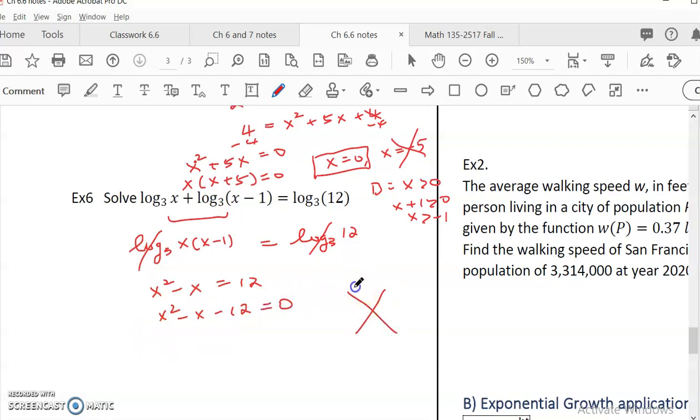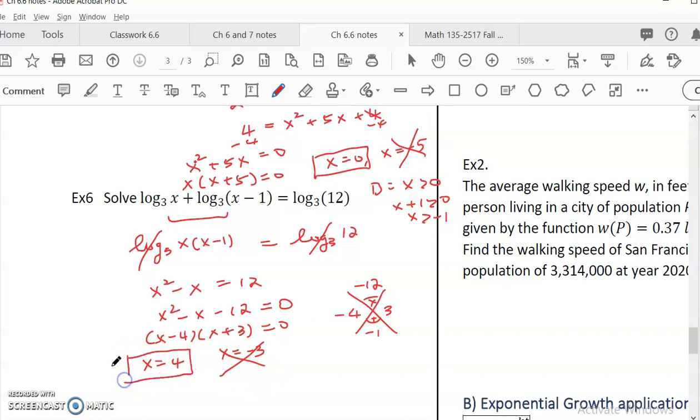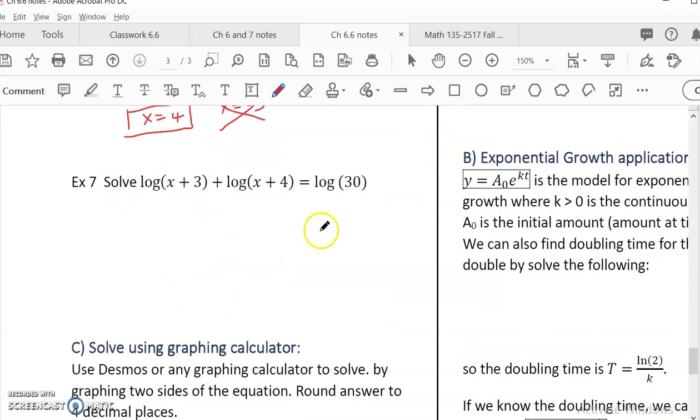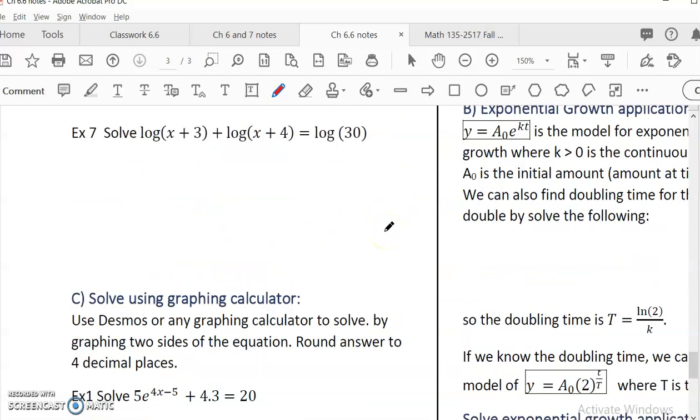Factor: -12 multiply, -1 when you add. So it will be -4 and 3. So I'll factor it as x minus 4, x plus 3 equal to 0. So that means x is equal to 4 and x is equal to -3. Check. Is 4 greater than -1 and greater than 0? Yes. Is -3? It is not. So this is not a solution. Only this is the solution. So some books will check the answer by putting the number back into it, but I just do the domain. It's just a little faster.